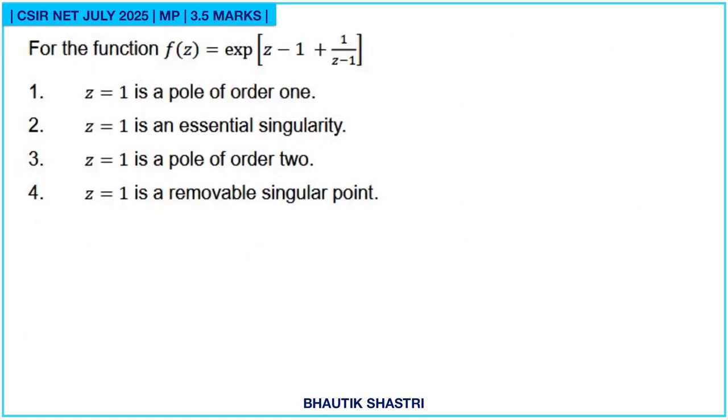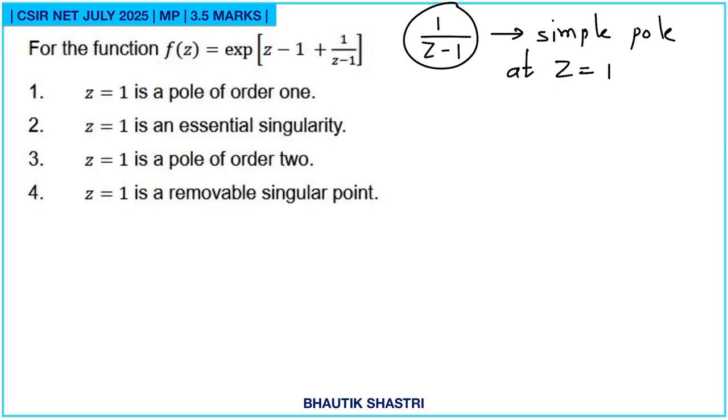Next question. For the function f of z, z is equal to 1 is a pole of order 1, essential singularity, pole of order 2, removable singular point. So this is a function. Now if we look at this 1 upon z minus 1, it has a simple pole, just this term, at z is equal to 1. Now if we consider f of z, then f of z is e raised to z minus 1, we can separate it, e raised to 1 upon z minus 1. Now this part doesn't have any singularity, only this part, 1 upon z minus 1.